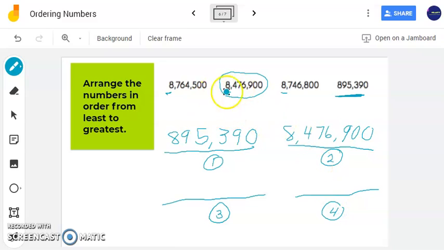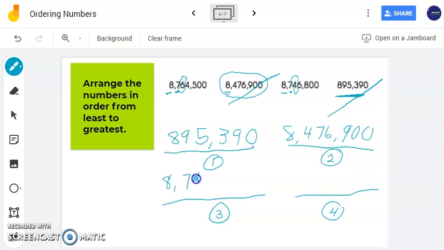So let's take a look at what's left. We did this number, we did this number. We have these two left. I see here, like we said before, my digit in my 100,000s place is both a 7. So now I'm going to move to my 10,000s place. I see a 6 and I see a 4. So the value of the digit in my 10,000s place here is 40,000. That's much less than the 60,000 I have here. So again, this entire number is going to be smaller.